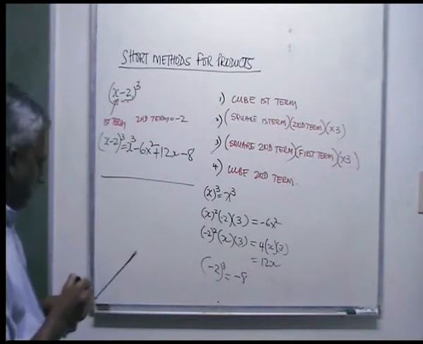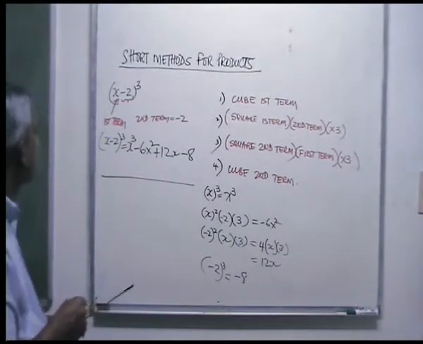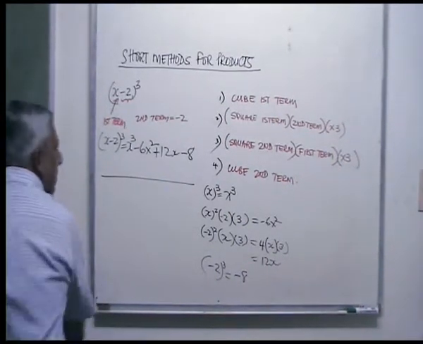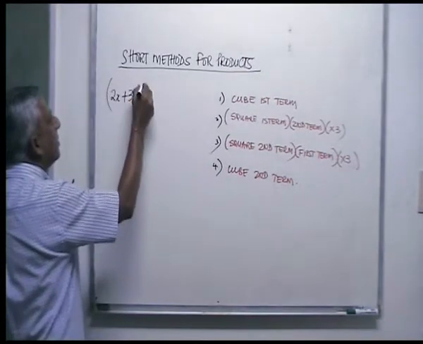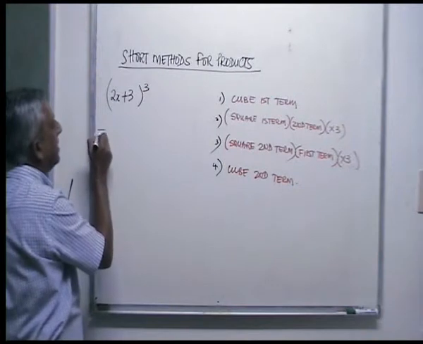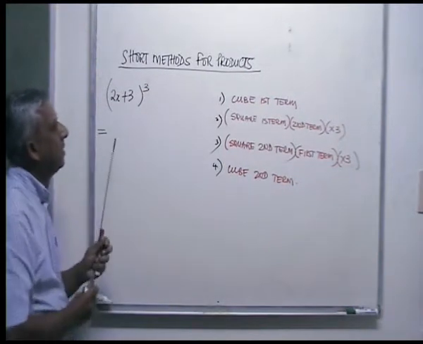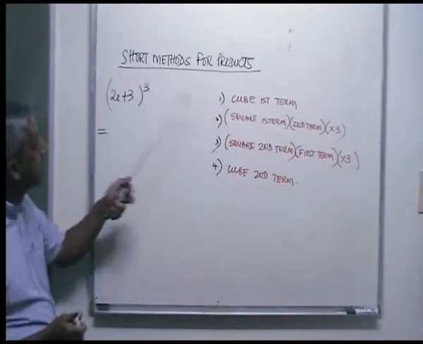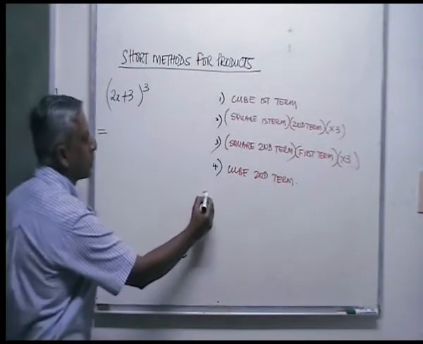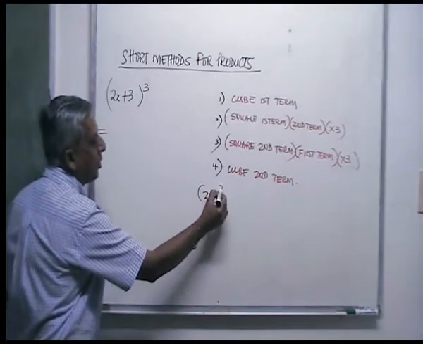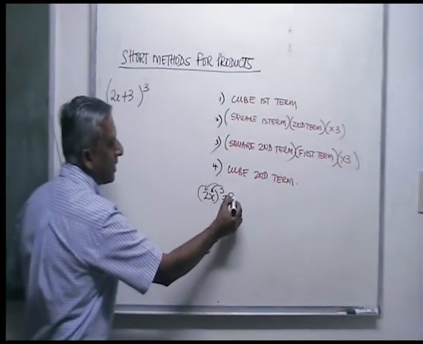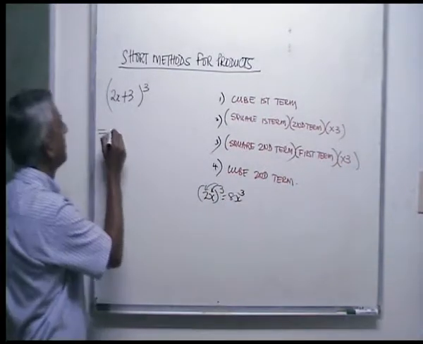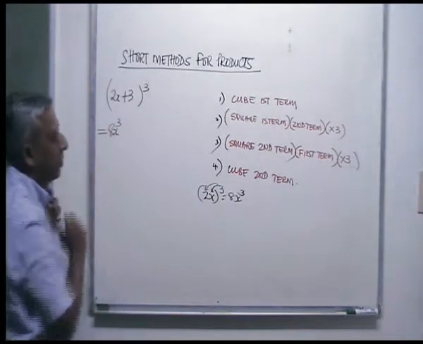Alright, so let's do one more example. Let's get this out of the way: 2x plus 3, all cubed. So let's go for it. It says cube the first term. So you're going to take 2x and cube it. Remember, the 2 will get cubed and the x will get cubed. So what you'll get is 8x cubed.